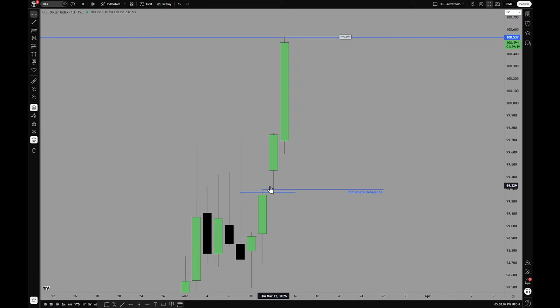But what happens if it fails on day 2? Charter members are like, let me get my notebook real quick because this is something new. If day 2 fails and it trades below immediate rebalance, that's a complex reversal. It will not run and protract the upside. It'll go the other direction.